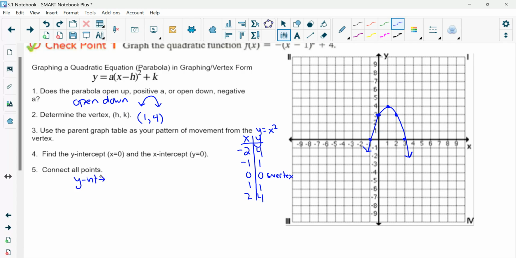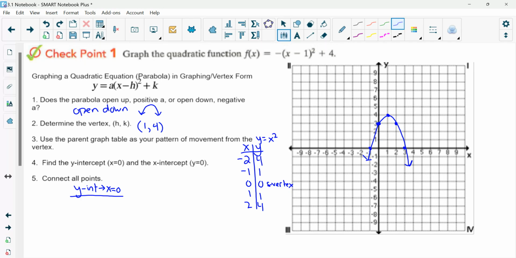So y-intercepts, remember the x is equal to 0. So if I put 0 in for x right up here, that's the same as saying f of 0. 0 is the input to the f function.